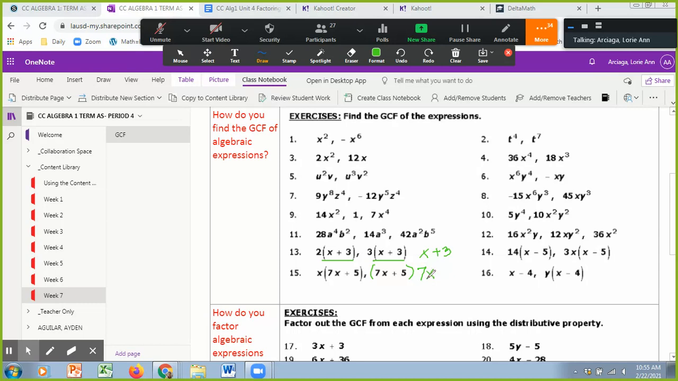7x. What else? Because 7x comes with something. So when they share 7x and 7x is connected to another number, they have to share that too. Like what comes with 7x in the binomial? The one in the parentheses. What do they have in common? Plus 5. Very good. So if 7x is a GCF, plus 5 is also a GCF. So they're a group. You can't separate them.